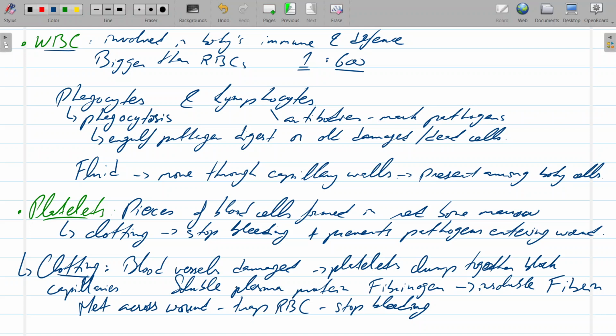There's an illustration in the book about clotting, so you can take a look at that. We only have, just give me 2 more minutes. The last thing I'll talk about today is plasma.